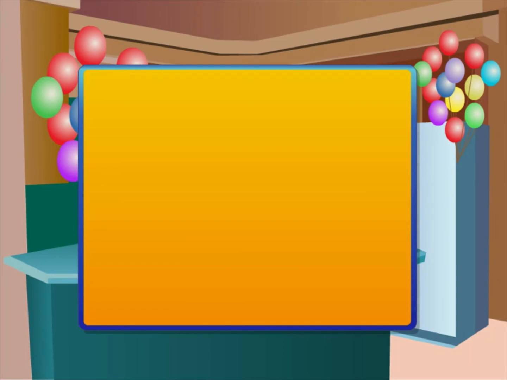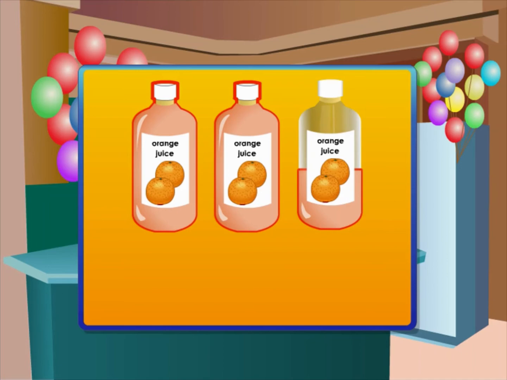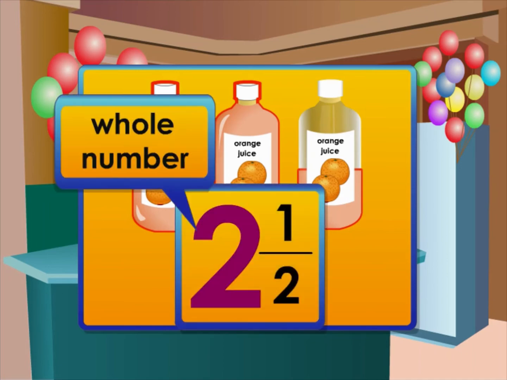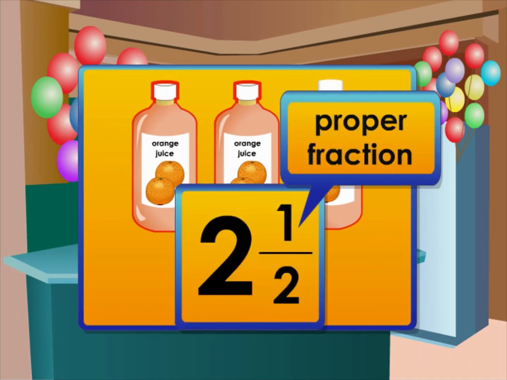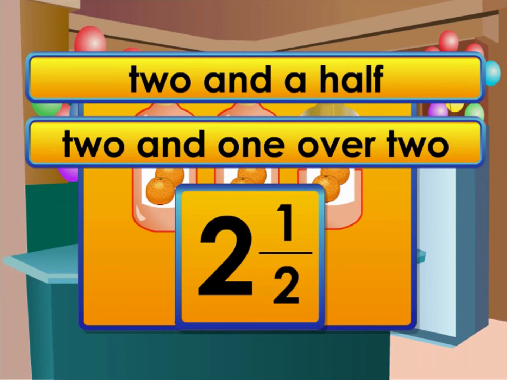Children, Jhansi has used 2.5 bottles of orange juice. Let's add the bottles together. 1, 2, and another half bottle of the juice. 2 is a whole number. Half is a proper fraction. So we say it as 2 and 1/2.